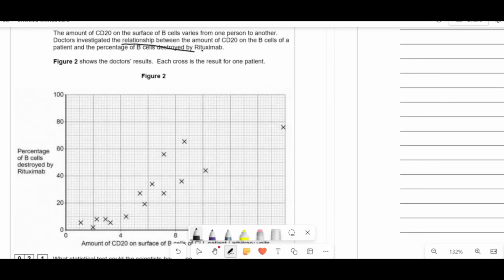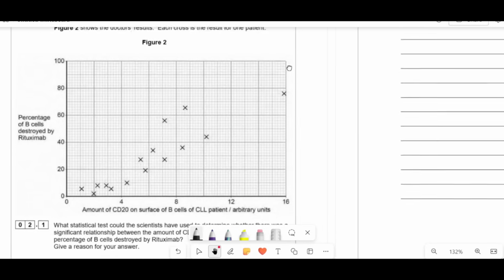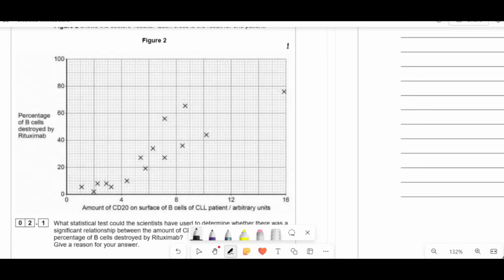Doctors investigate the relationship between the amount of CD20 on B cells of a patient and the percentage of B cells destroyed by rituximab, and here's their results. Each cross is one patient. So we need to look at our independent and our dependent variables. Here, our independent is the CD20 on a patient. So they're changing the patient and looking at the amount of CD20. And here, the dependent is the percentage of B cells destroyed by rituximab. This will come in useful.